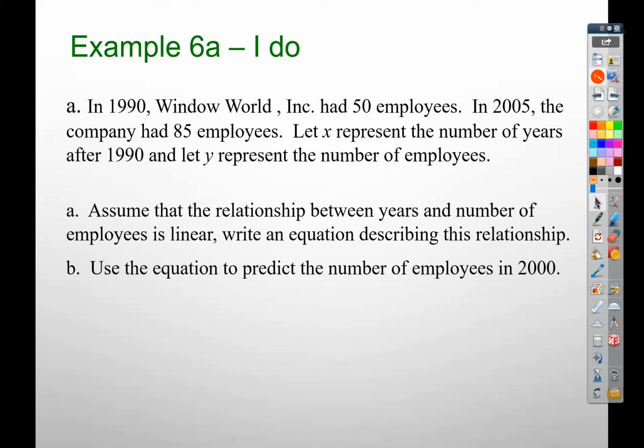All right, number 6. In 1990, Window World Incorporated had 50 employees. In 2005, it had 85 employees. Let X represent the number of years after 1990 and let Y represent the number of employees. Assume that the relationship between the years and the number of employees is linear. Write an equation describing this relationship. Use the equation to predict the number of employees in 2000.